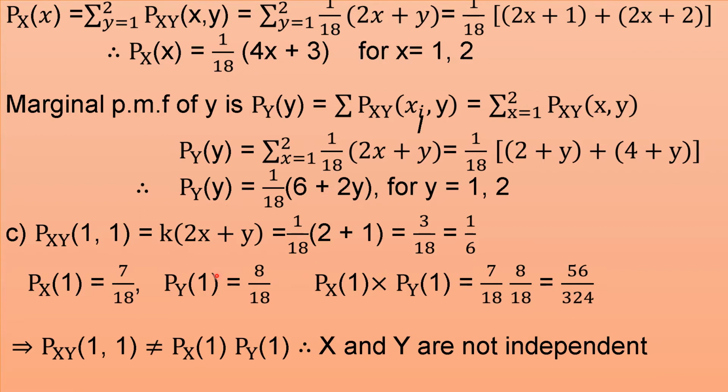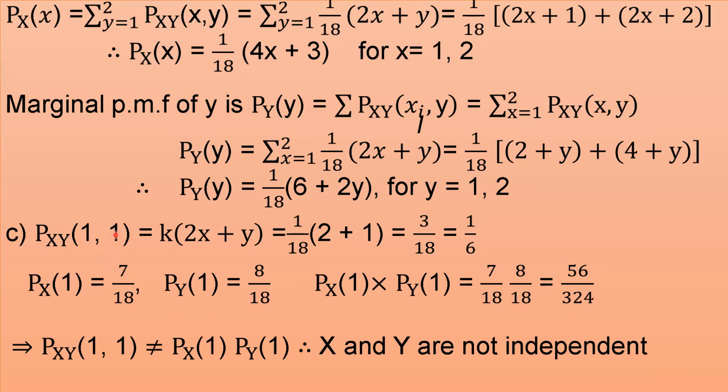Then the third one, are x and y independent? For that you have to see whether the joint probability mass function pxy of x comma y is the same as px of that x value into the marginal probability mass function py of that particular y value. Even if there is one such pair x comma y for which pxy of x comma y is not equal to px of x into py of y, then x and y are not independent.